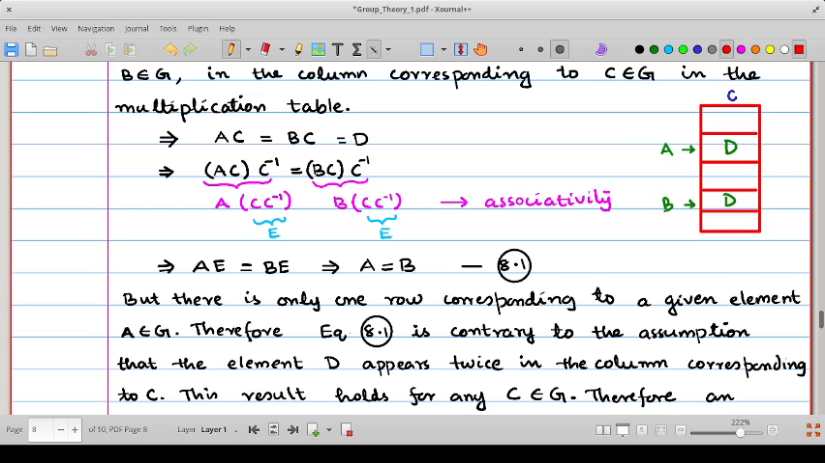This row and this row, if they are different rows, cannot have the same element, or in other words, it cannot be that A is equal to B. So that means we have run into a contradiction, which then means that our initial assumption was wrong. So that means element D cannot appear twice in this column, and this is true for any other element as well.